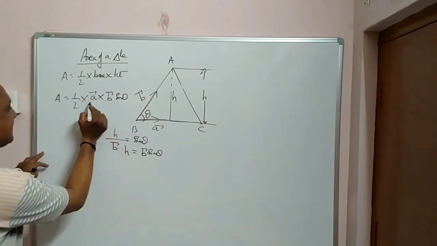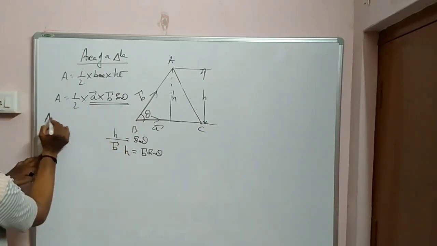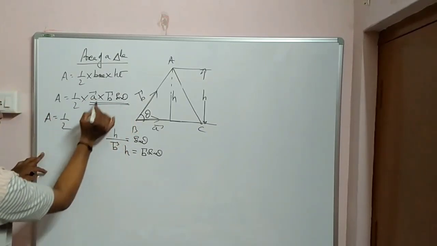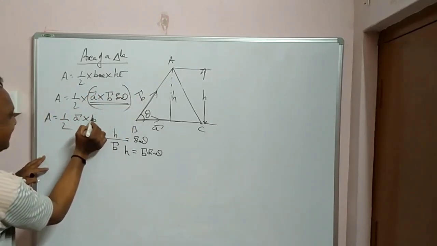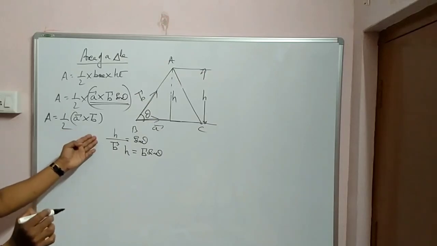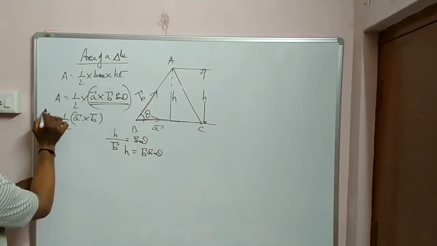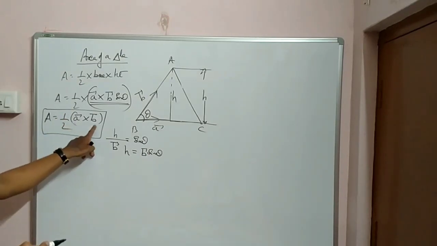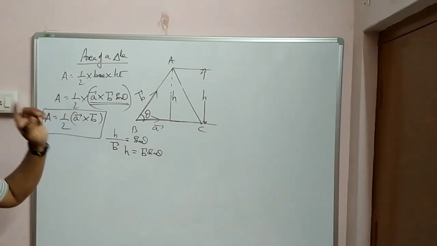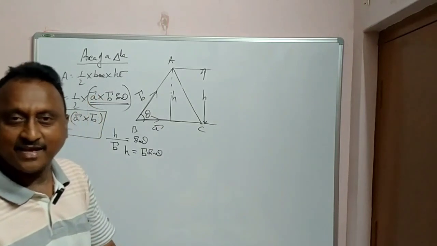Now observe this function here. What is this one? Area is equal to 1 by 2 into, if you observe carefully, this is nothing but again a cross product, A cross B. Therefore, area of triangle you can write as half of A cross B. This is how again you can calculate the area of a triangle.